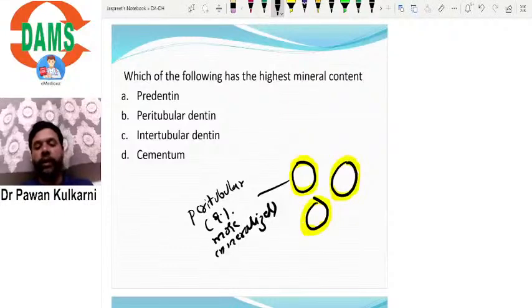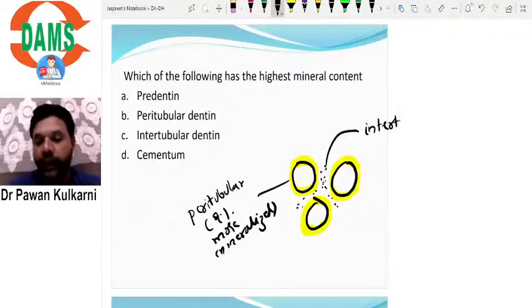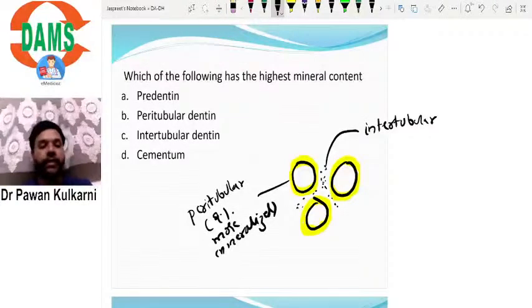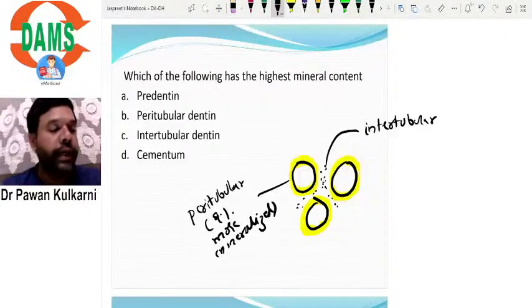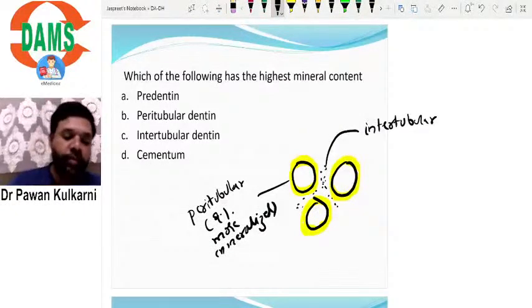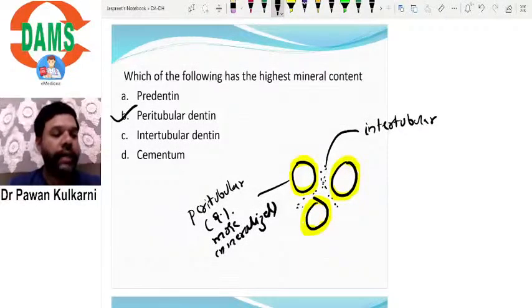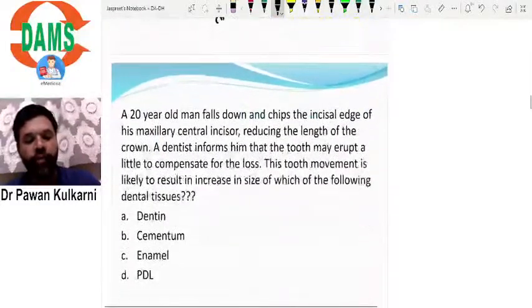So this is very important, remember. Everything else we see is your intertubular dentine. Peritubular dentine is more mineralized, almost 9% more than the intertubular dentine. This is what you have to remember. So peritubular dentine has the highest mineral content. Okay, let us move to the next question.